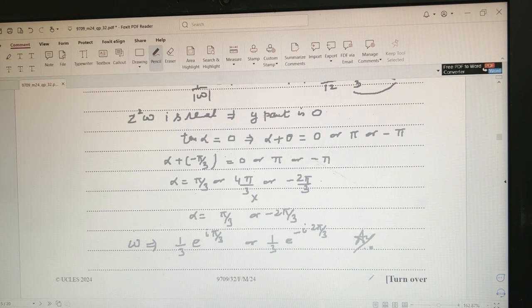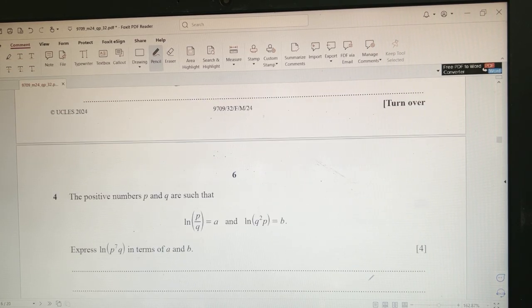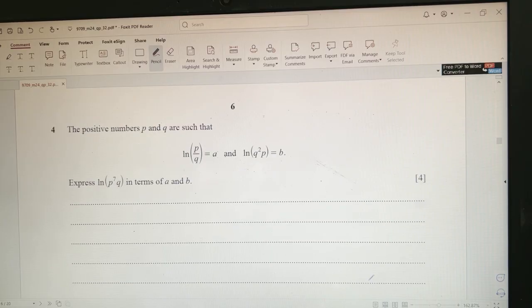Let's move to the next question. It's question number 4. It's based on logarithmic functions. The positive numbers p and q are such that ln of p over q is equal to a, and ln of q squared p is equal to b. It says express ln of p to the power 7 into q in terms of a and b.